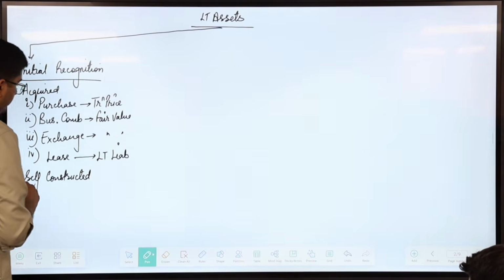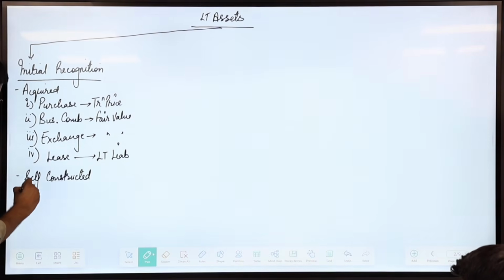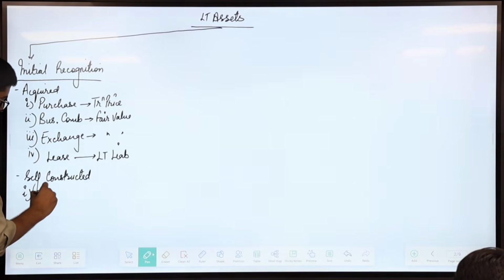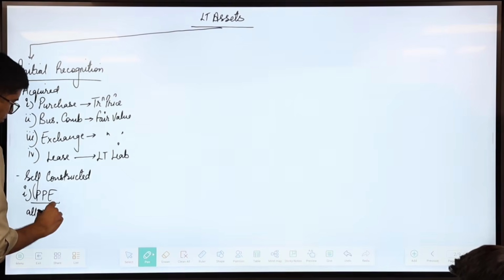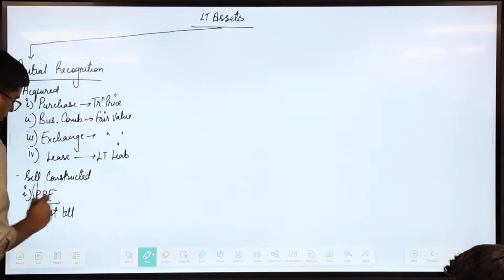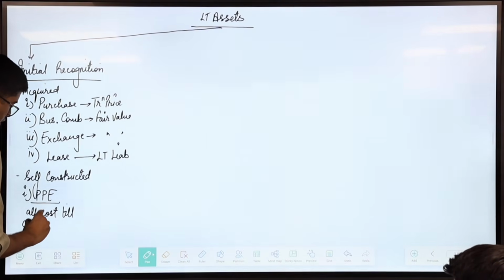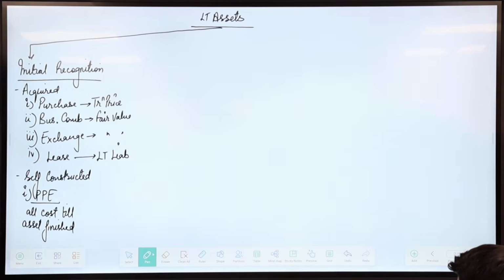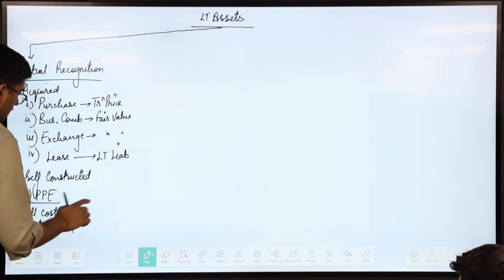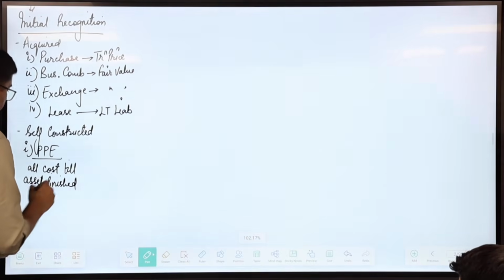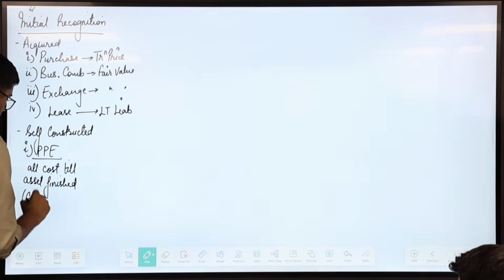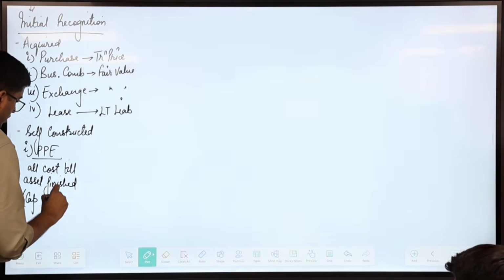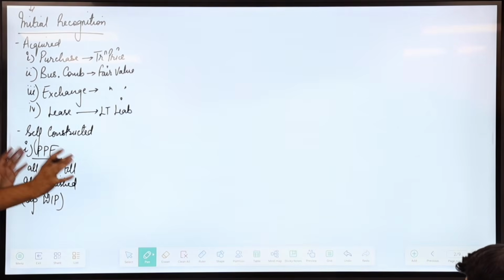For self-constructed assets, property, plant and equipment, all cost till the asset is finished is to be treated as capital work in progress. So this will be reported as a separate asset in the balance sheet.